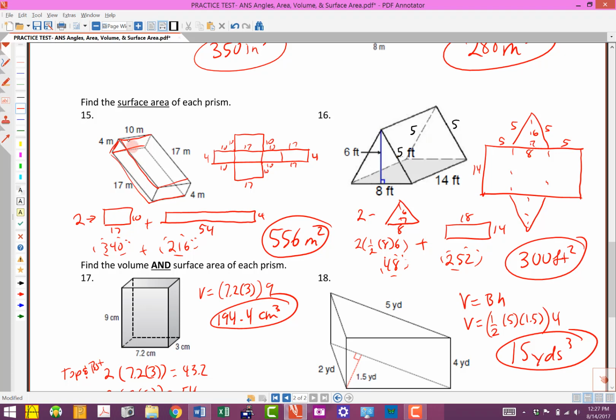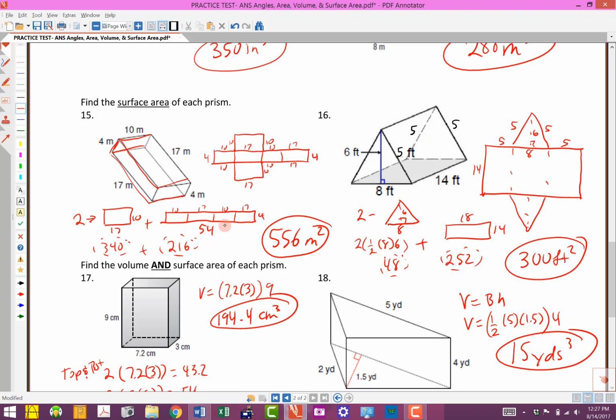I also did it this way. I cut the top off and cut the bottom off, so I have 2 of these right here. And then the side, if you just run that out, it looks like this. This is going to be 10, this is going to be 17, this is going to be 10, this is going to be 17.